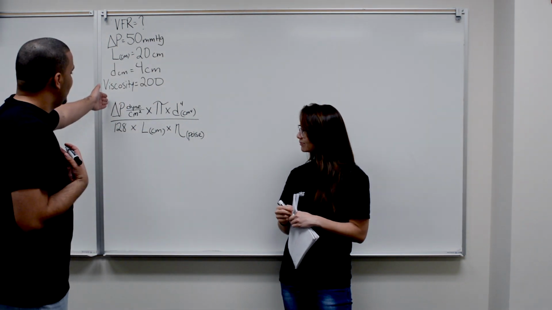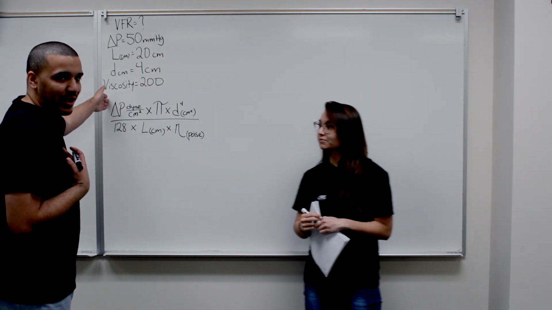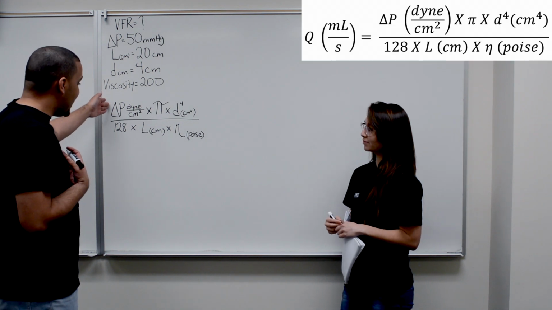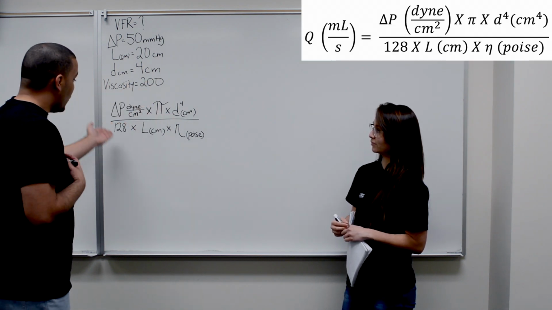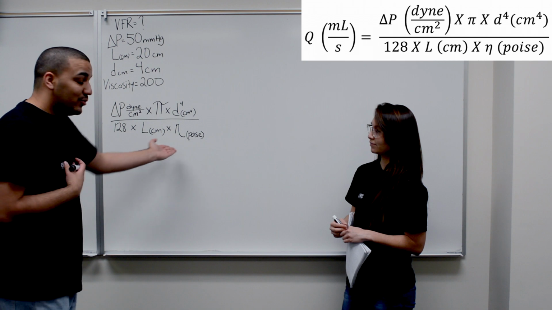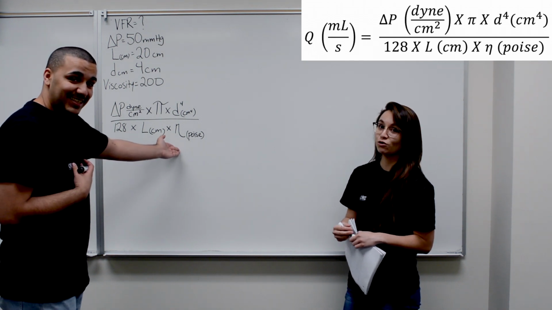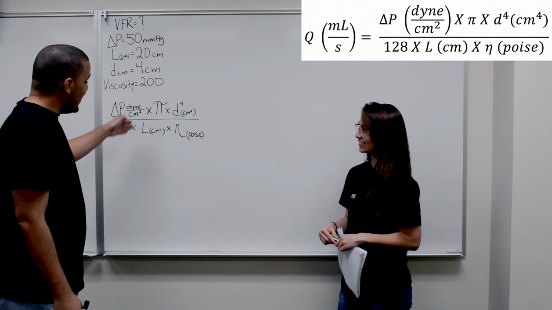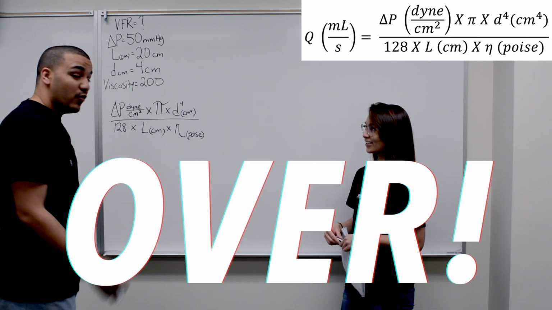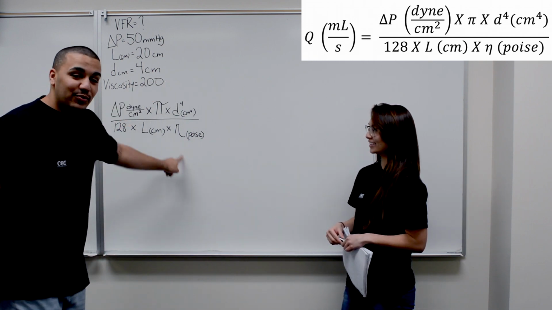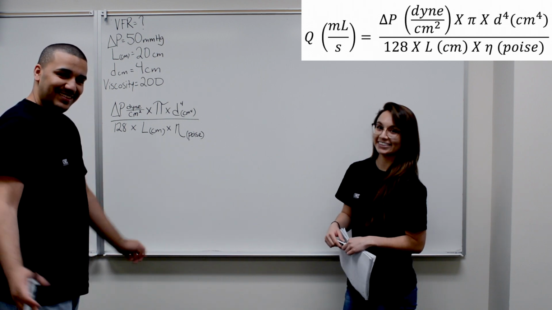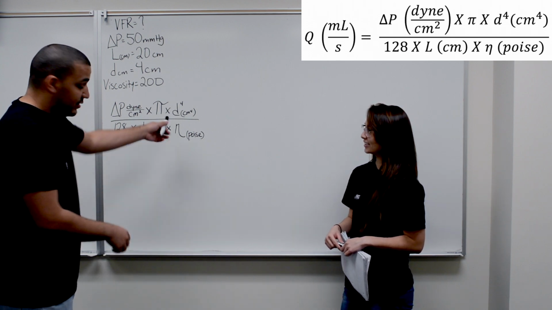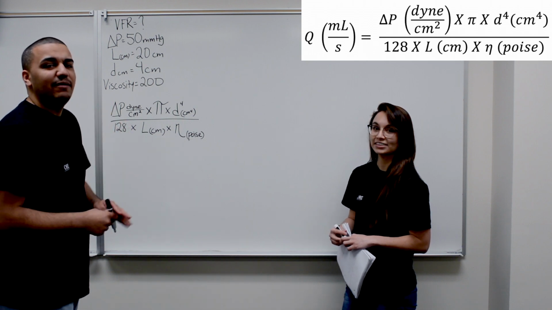All right. Why is this one of my favorite equations? Very simple. You can remember it with a little rhyme. Triangle P times pi to the D over 128 times length times Poiseuille. I'll do that one more time for you. Triangle P times pi to the D over 128 times length times Poiseuille. Simple. But don't forget that when it's to the D, it's to the fourth power. So keep that in mind.